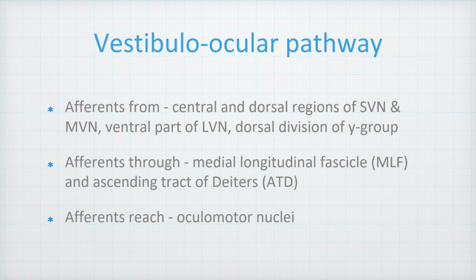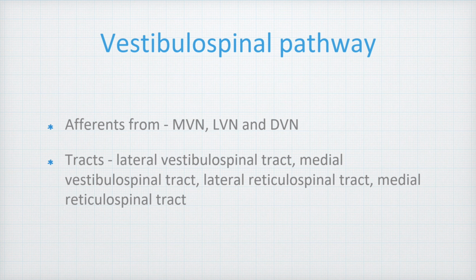Next we have the vestibulospinal pathway, from LVN and DVN. The afferent part is not shown here, but the tracts go to the extensor muscles of the neck, trunk, and limbs. The tracts are very important. You have the lateral and medial vestibulospinal tract, and you have the lateral and medial reticulospinal tract. Fairly easy to remember. Just remember which vestibular nuclei the afferents are coming from. In vestibulospinal, it is MVN, LVN, and DVN.